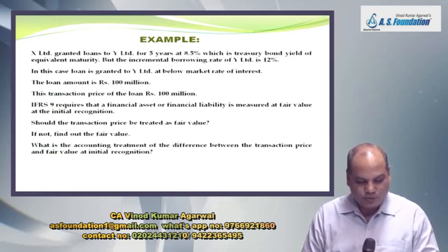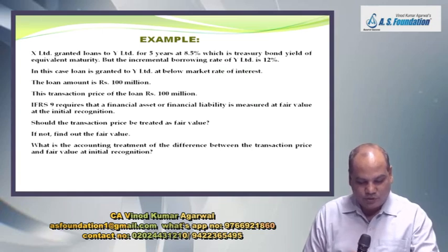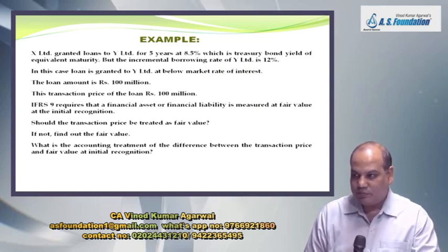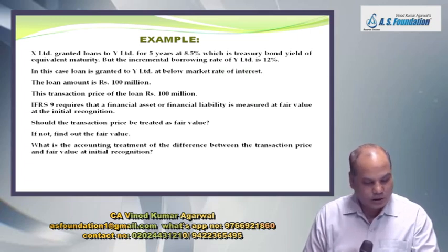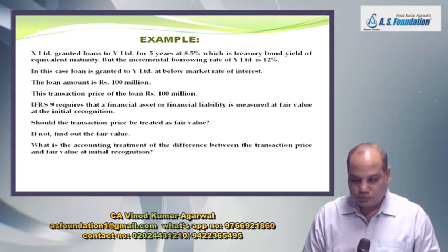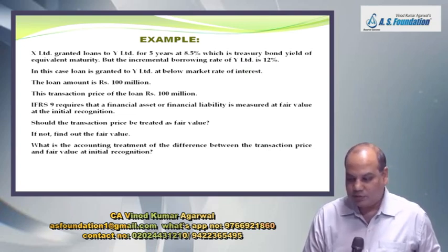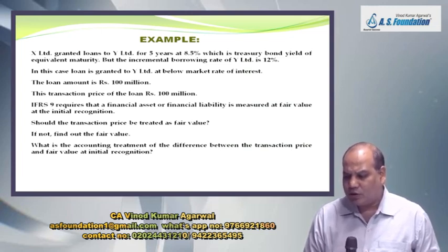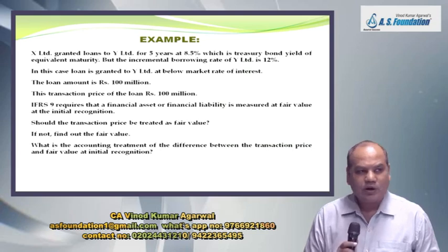Now, before you go into sleep mode, we will solve one example. Question number 2. X Limited granted loan to Y Limited for 5 years at 8.5%, which is a treasury bond yield of equivalent maturity. But the incremental borrowing rate is 12%. In this case, the loan is granted to Y at below market rate of interest.